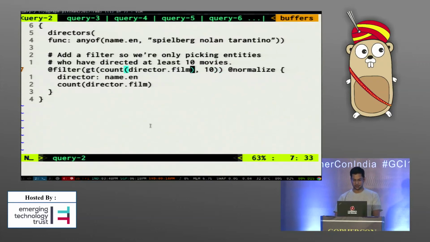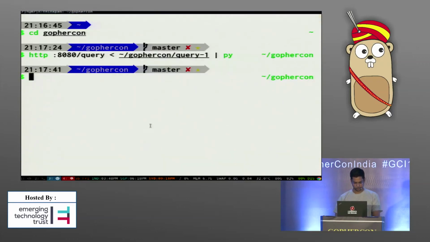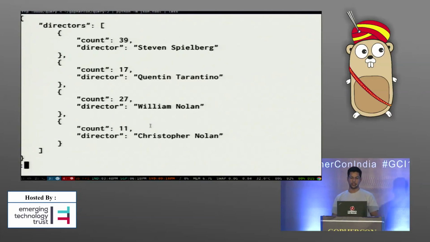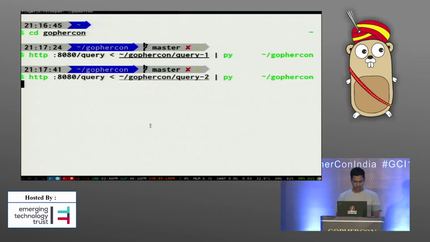You can ignore this normalize for now. It's just a way to make the result look better. And also, we want to get the count, so we know that the result is accurate. All right, that looks more like it. Steven Spielberg did 39 movies, Tarantino did 17, Christopher Nolan did 11. Okay, so that's our directors.